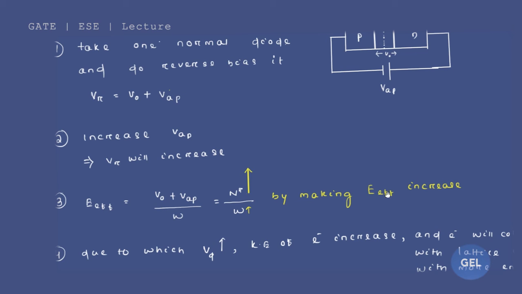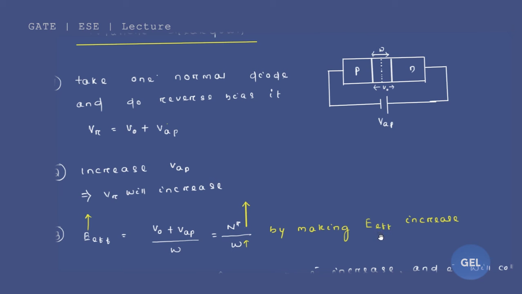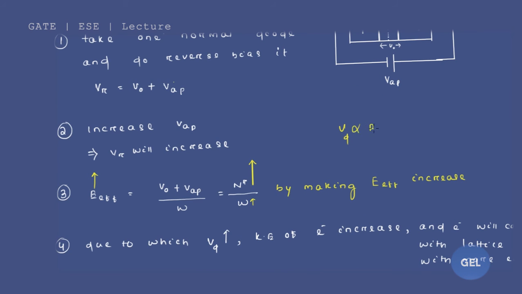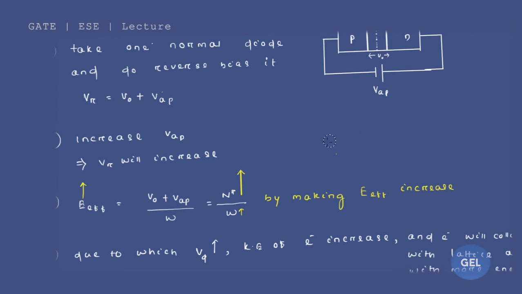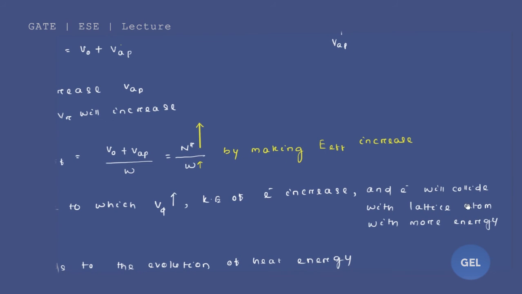So by making E effective increase, what will happen? We know the electric field is proportional to the drift velocity. So if you increase the effective electric field, listen to this carefully, the drift velocity of electron will be affected. That means the drift velocity of electron will increase if you increase the effective electric field. Drift velocity is proportional to electric field. From there we took mu as constant and established all these relations. Remember that relation? Yes sir, I remember. Due to which VD increases, and increasing drift velocity will affect the kinetic energy of the electron.